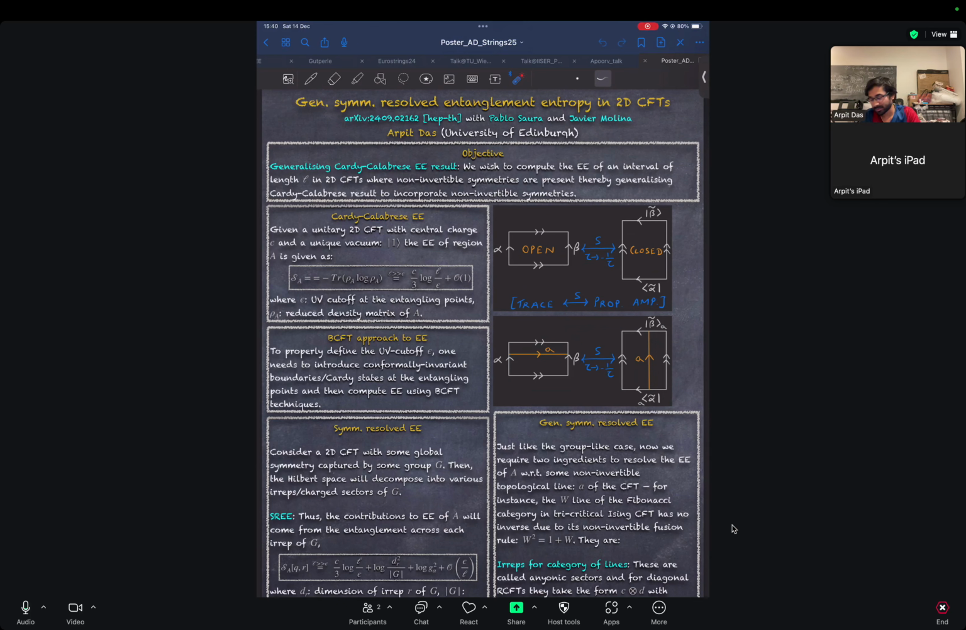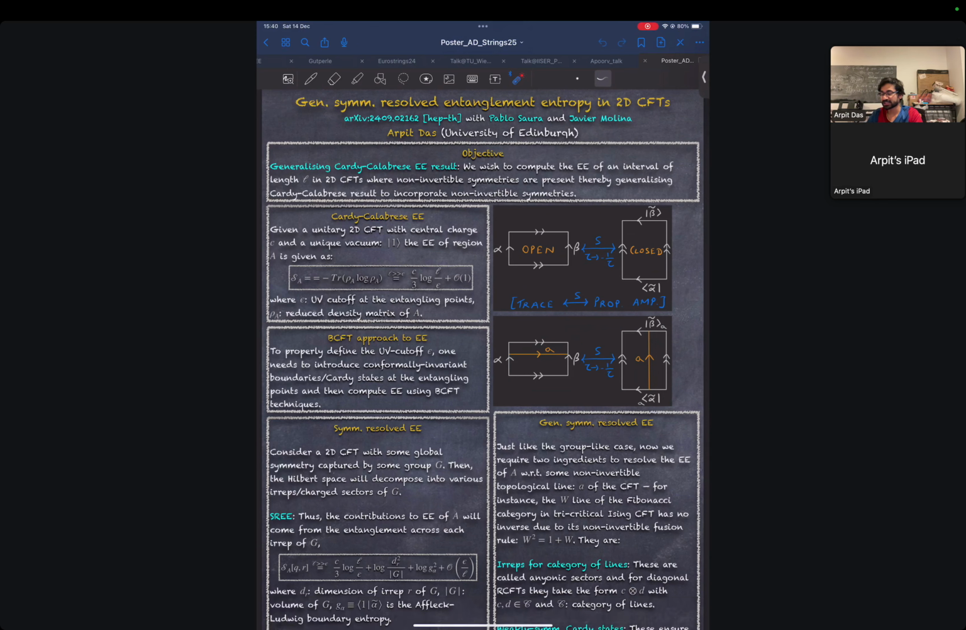Everyone, I'm Arpit and I'll be talking about generalized symmetry resolved entanglement entropy in 2D CFTs. This is work done with my collaborators Pablo and Javier. The idea in this paper was to compute the entanglement entropy of an interval of length L in 2D CFTs which have generalized global symmetries in them.